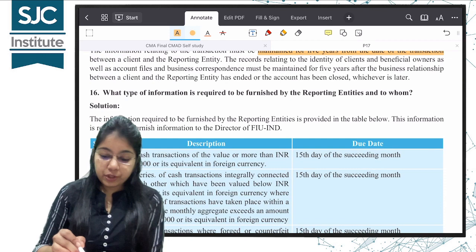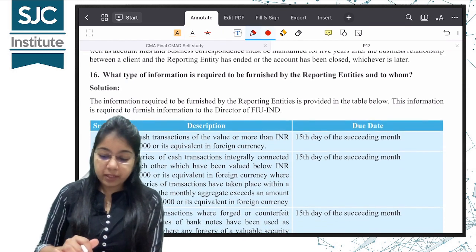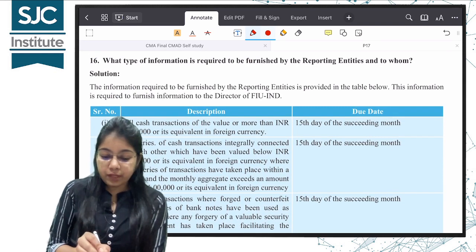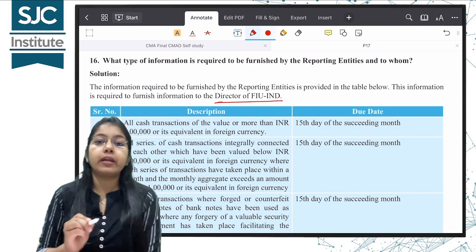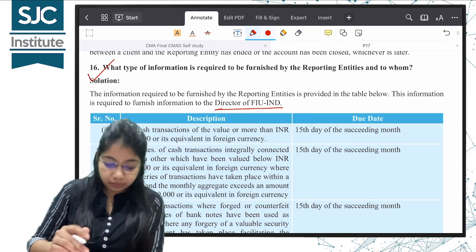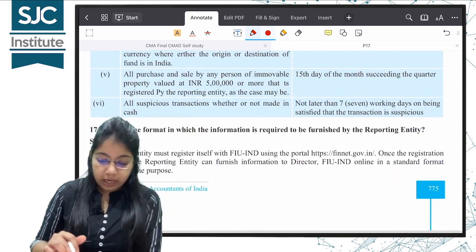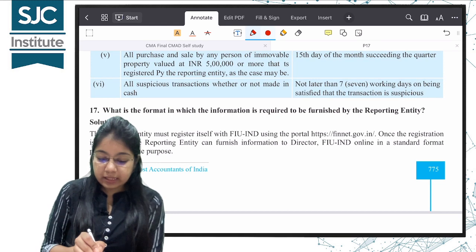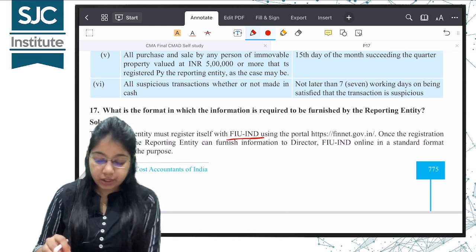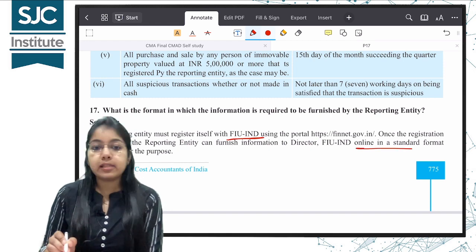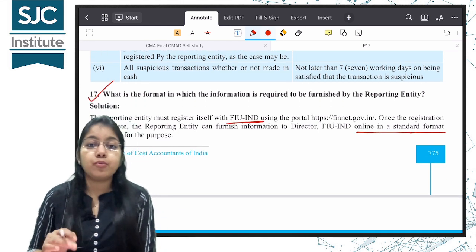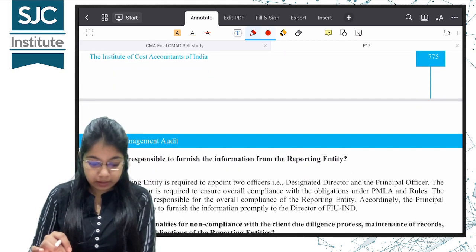What type of information is required to be furnished by the reporting entities and to whom? This you can just go through. Every information is required to be furnished to the Director of Financial Intelligence Unit, India. And what is the format? The format has been stated again by the FIU India. They have to register themselves, and an online standard format has been given in which they have to report. Who has to report? The reporting entities.